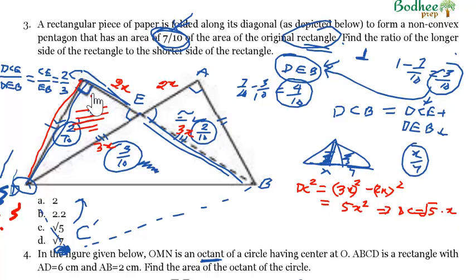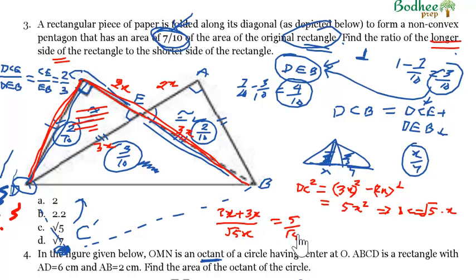So what is the width of the rectangle? It is DC. And what is the length of the rectangle? It is BC. So we have been asked to find the ratio of the longer side to the smaller side. So the longer side is 2x plus 3x, right? This is the longer side. In fact, let me write it here. So the longer side will be 2x plus 3x, and the shorter side is root of 5 times x. So x being common will get cancelled. It will be 5 by root of 5, or more precisely it is root of 5 by 1. So this is our final answer.